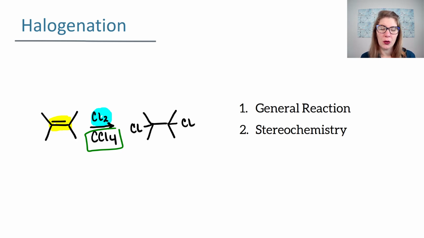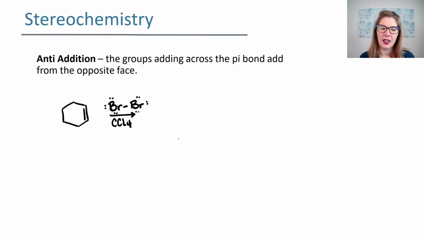Most of the time when you go through these reactions, you're going to see chlorine and bromine being used because fluorine is too reactive and iodide is not reactive enough. Sometimes you might also see no solvent listed. Other teachers may include an inert solvent like this one, carbon tetrachloride, that isn't going to participate in the reaction.